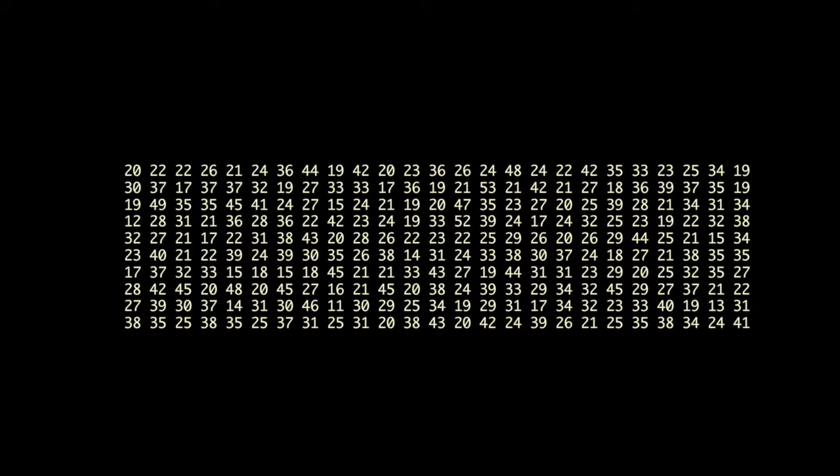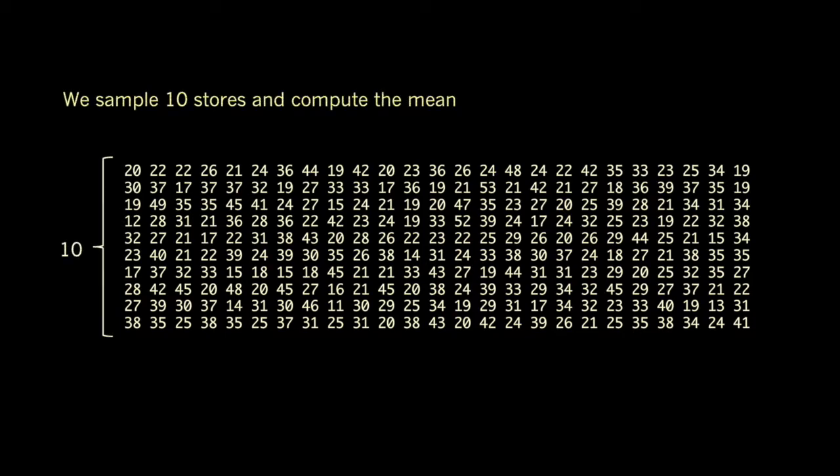So let's look again at these numbers. I have arranged these numbers in a very particular way. It's a rectangle of numbers with 10 rows. So we can imagine that each column in this table is a sample of 10 stores. Let's say we take this first column and compute the mean. We get a mean of 24.6. It's very different from the 28 that we saw as the population mean.